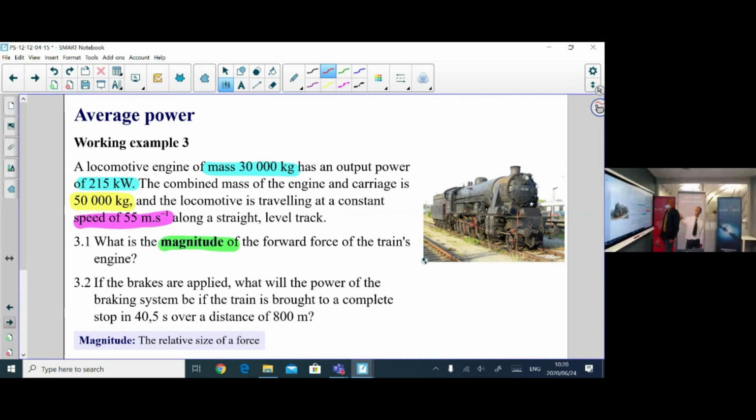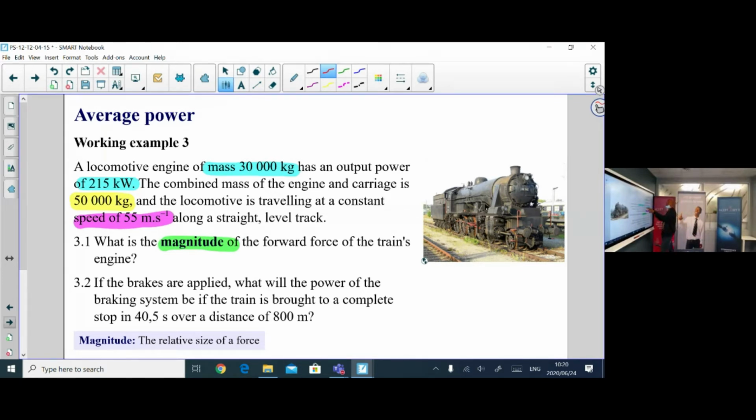In other words, we have been given the speed, constant speed. When you deal with the average power, you must know that you are going to deal with the constant speed all the time. Now we have a constant speed of 55 meters per second. If you can just look at this, I highlighted the mass of the locomotive. I highlighted the output power of 215 kilowatts.